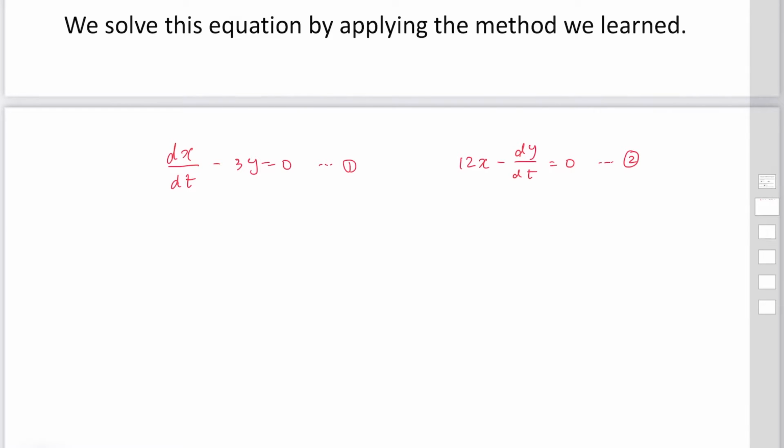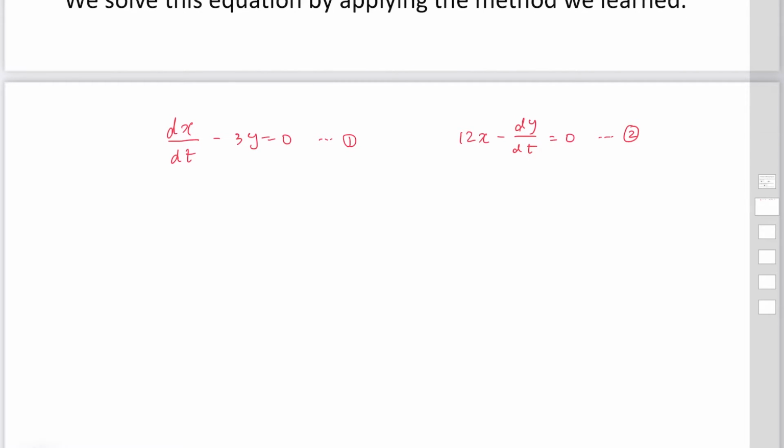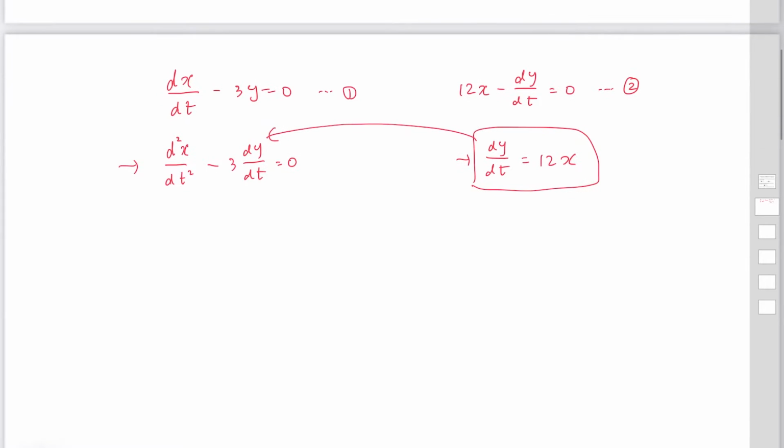If you want to eliminate y from these two equations, you can take the derivative of equation 1. So this is the second derivative of x with respect to t minus 3 dy/dt equals 0, from equation 1. And then from equation 2, you can find dy/dt equals 12x. Then you can substitute this into the equation, and it becomes a second-order differential equation.